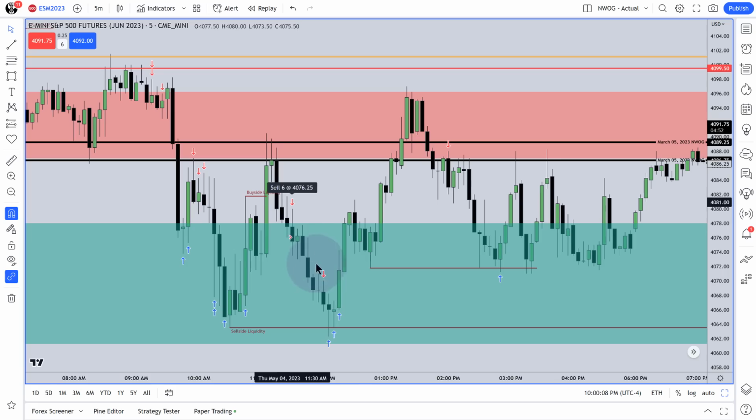6 contracts. Adding 3. What price do I got to get? Below this price low? Low of 63.50. So 4063.50. I have to aim for something lower than that. My limit order fills at 4062.5.